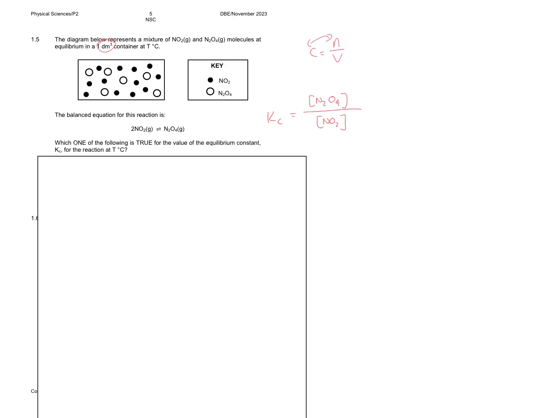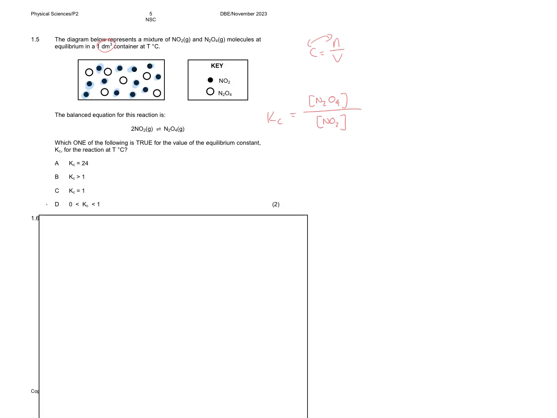But anyway, we need to count. Then we just color in the NO2s quickly. So how many of these do we have? It doesn't really need to be accurate, I suppose, but let's just try and do it properly. They are saying it's either going to be 24, more than 1, equal to 1, or less than 1. It cannot be less than 0, that's just silly.